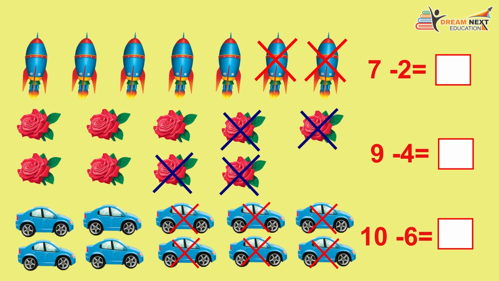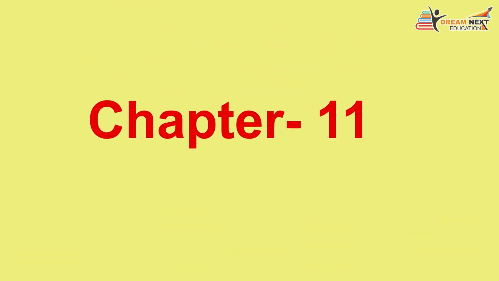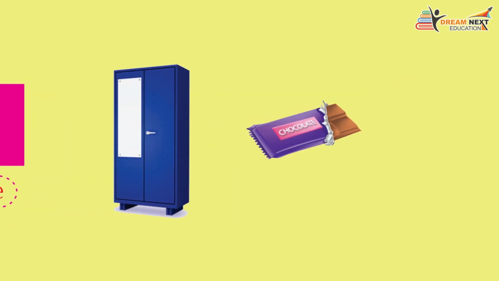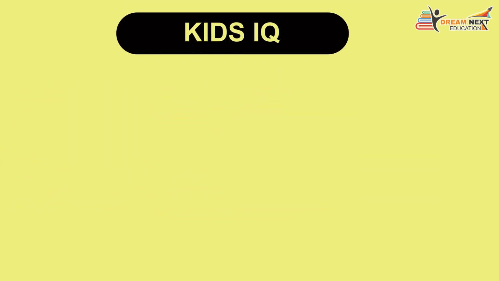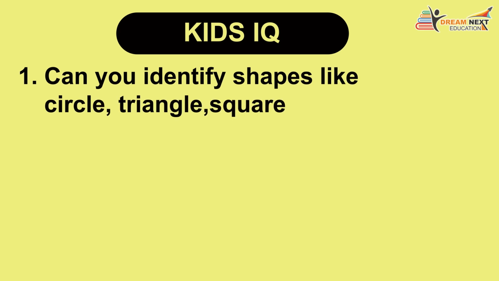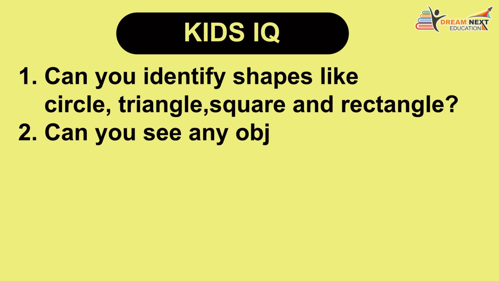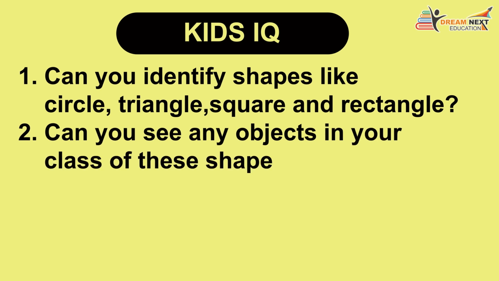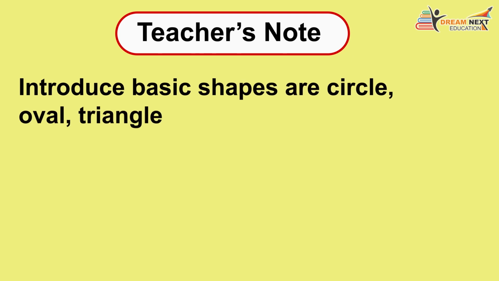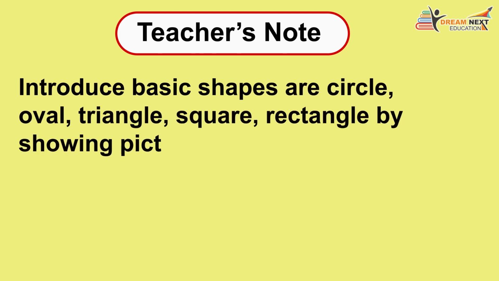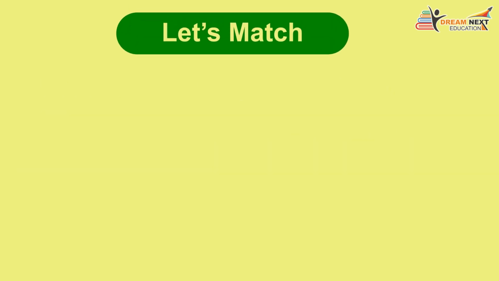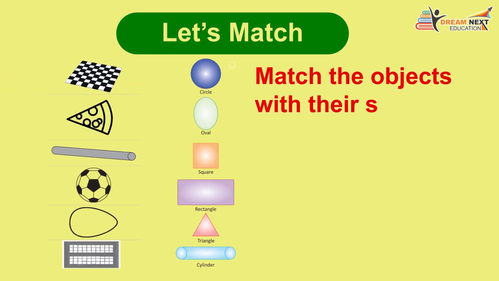10 minus 6. Chapter 11. Shapes. Circle, triangle, square, rectangle, oval. Kids IQ. 1. Can you identify shapes like circle, triangle, square and rectangle? 2. Can you see any object in your class of these shapes? Teacher's note. Introduce basic shapes, circle, oval, triangle, square, rectangle, by showing pictures and ask questions to let them identify shapes. Let's match. Match the objects with their shapes.